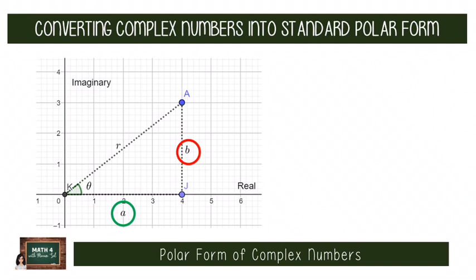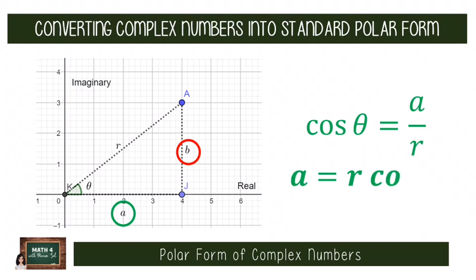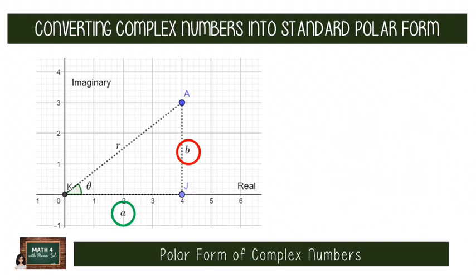Using our SOHCAHTOA relationships, we see that cosine theta is equal to a over r. This yields a equals r cosine theta. We also see that sine of theta is equal to b over r. This in turn yields b equals r sine theta.